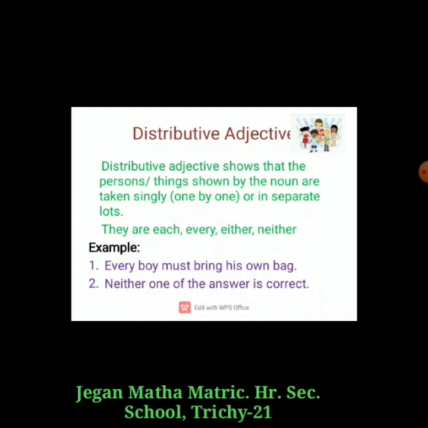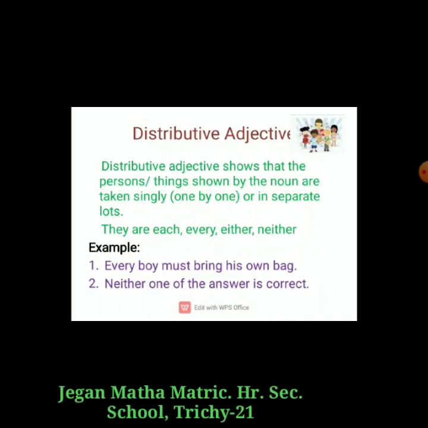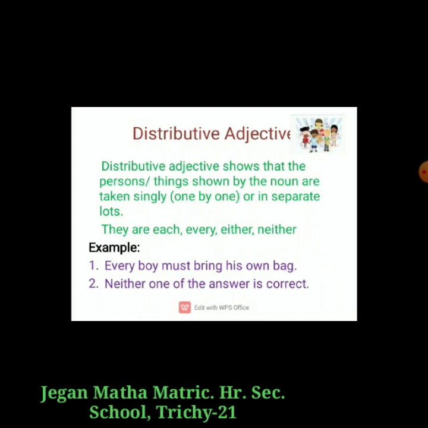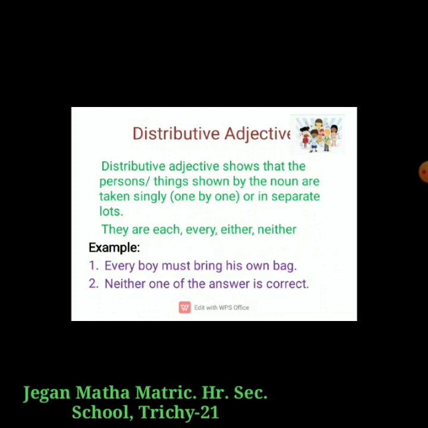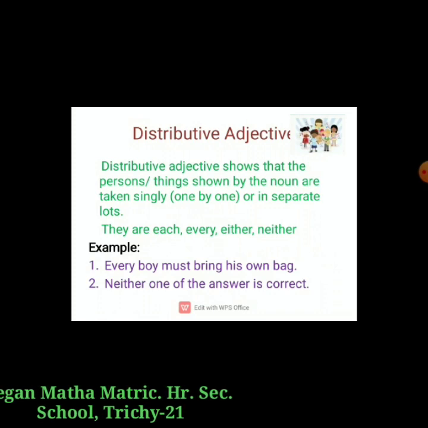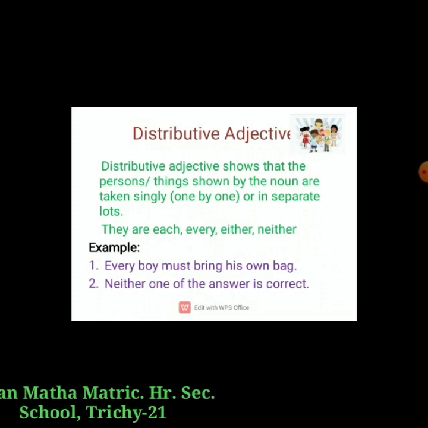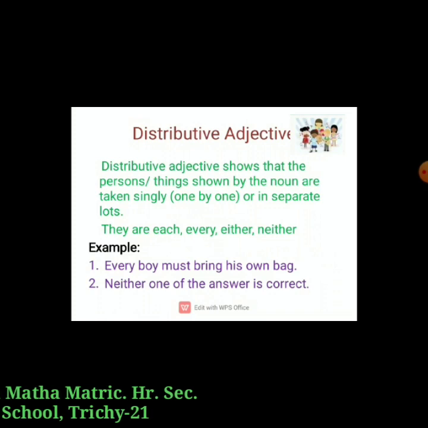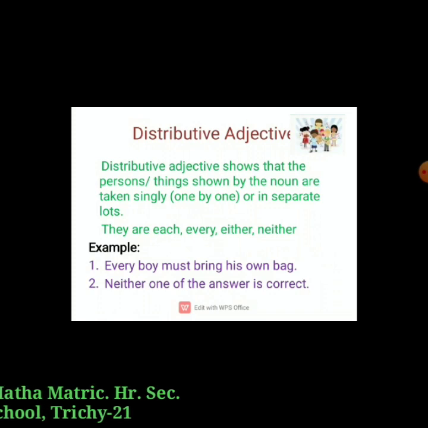Next, distributive adjective. The distributive adjectives show that the persons or things shown by the noun are taken singly, one by one, or in separate lots. They are each, every, either, neither. We can also easily identify the distributive adjective at the beginning of the sentence: each, every, either, neither we can use as distributive adjectives.